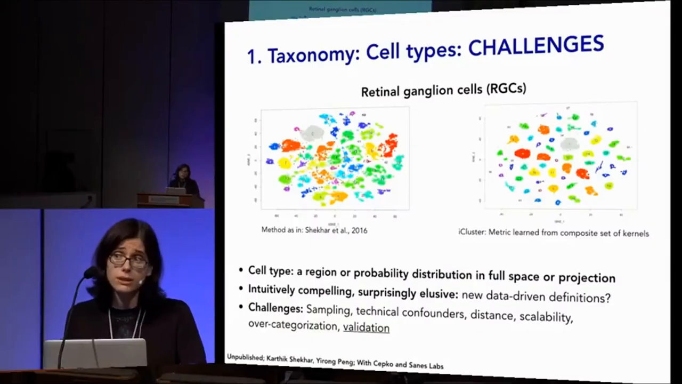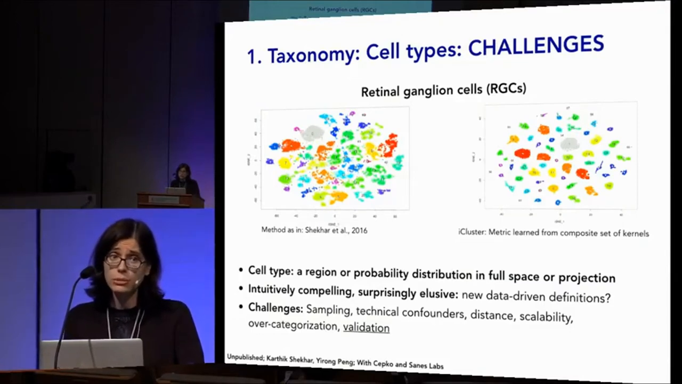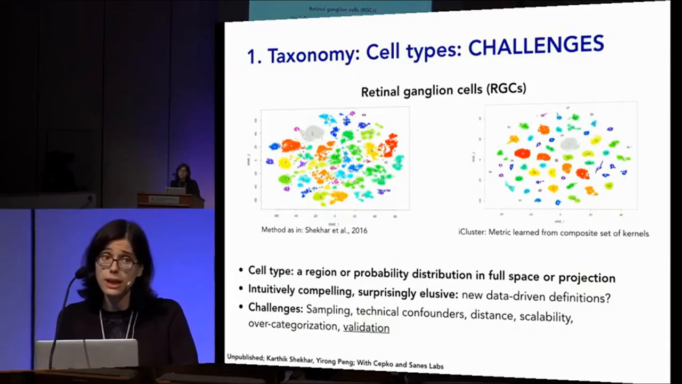And you need to revise the distance metric in order to get a classification that actually works. Of course, you also need to be able to scale sufficiently. If there will be millions and tens of millions and possibly billions of cells in a cell atlas, many of the algorithms that we use today will simply break because of scalability considerations. We have to make sure that we don't overcategorize.